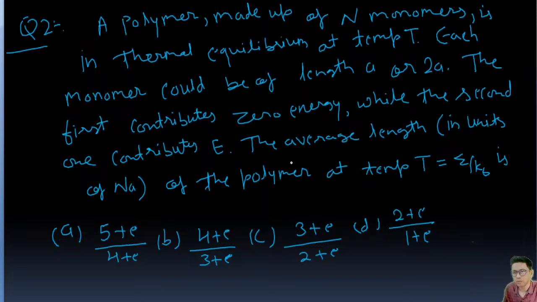The average length, in units of Na, where n is the number of monomers, of the polymer at temperature T is asked. So the average length we need to find out. Very good question, guys. I'll explain it in detail.